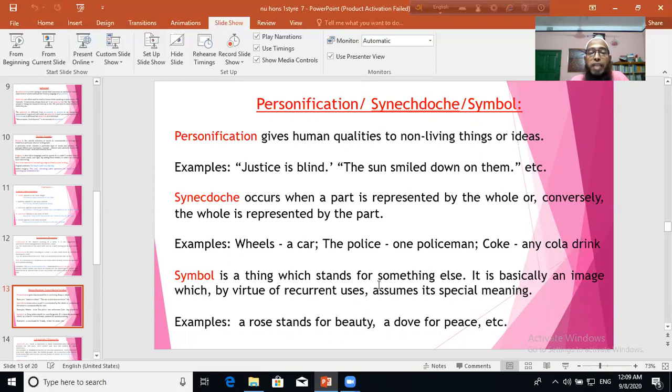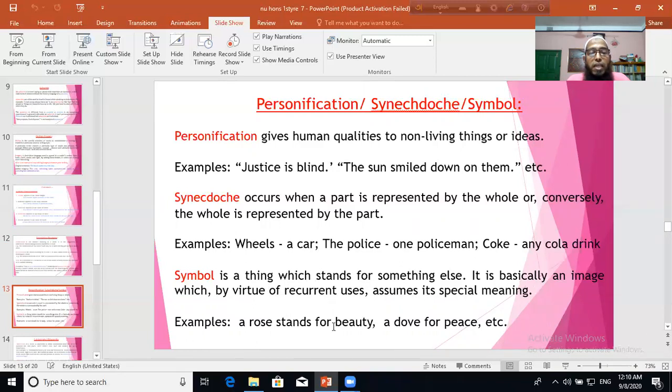Symbol is a thing which stands for something else. So a symbolic meaning, you know. It is basically an image which, by virtue of recurrent use, assumes a special meaning. You will find a lot of symbols in literature, especially poetry. The writers use symbolic meaning, a lot of symbols, to make it picturesque or sometimes to give serious thoughts to the audience or reader.